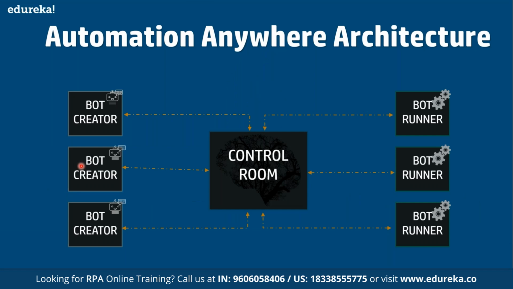Okay. Largely, this is how the architecture of Automation Anywhere looks like. There is a bot creator, and bot creator is basically a type of license where you will do the development. You create the code, and then that code you upload to control room, and from control room you deploy the code on to various other machines. So this is how you work with this platform.